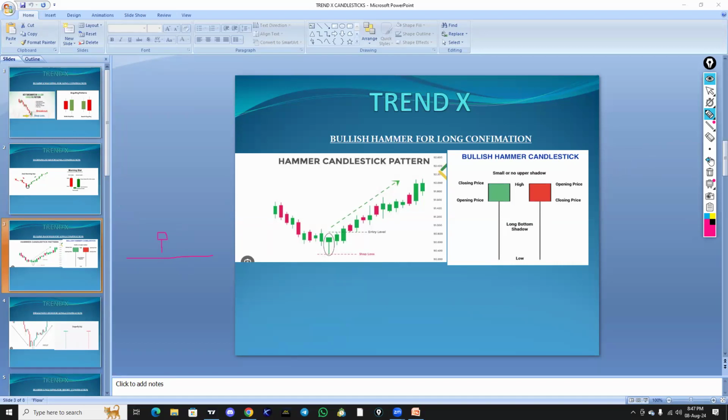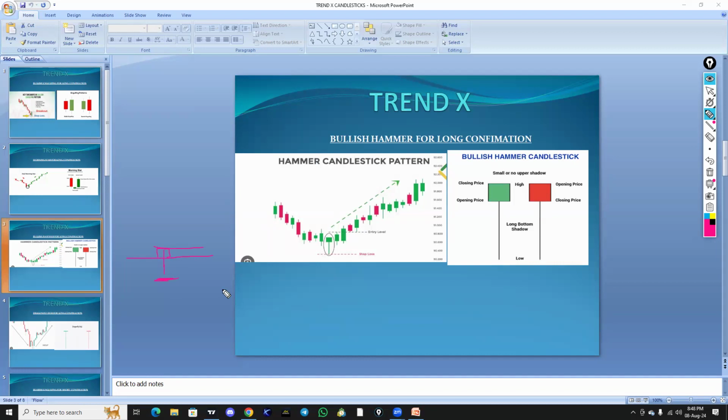Sometimes you will see a hammer exactly near support. This is also a super confirmation. Here at least you will come to know that exactly near support is a hammer. We'll execute our trade here. Stop loss will be below this wick.